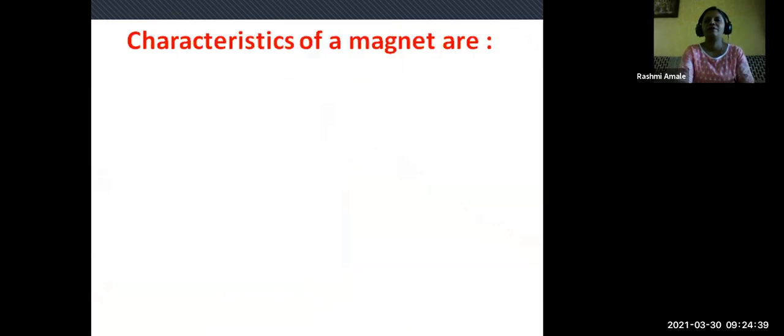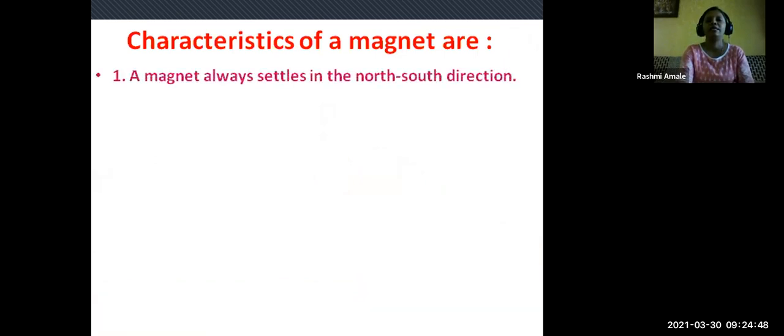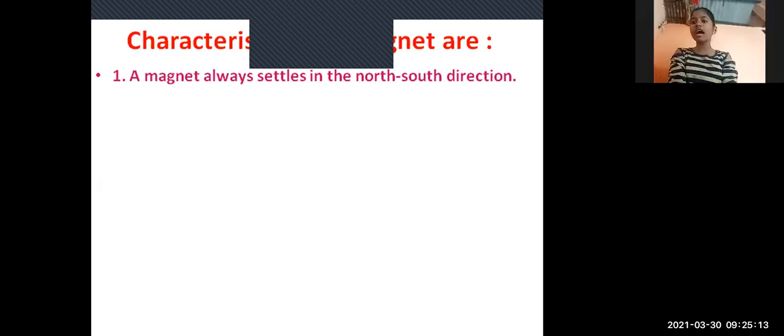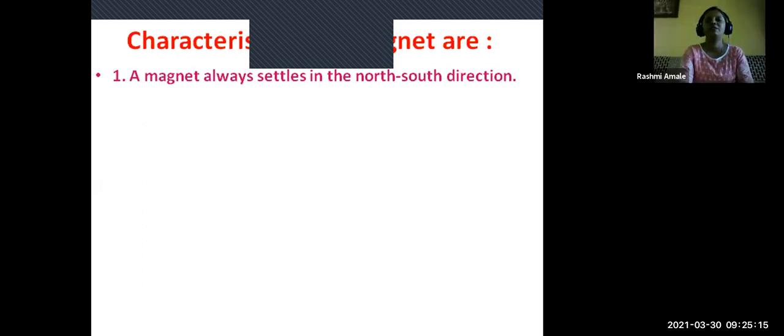So let us now again revise one more time all the characteristics of a magnet. Come on now, you are going to say all the characteristics one by one. See the first one. Come on, tell me the first characteristic of a magnet. The first characteristic of a magnet is? A magnet always settles in north-south direction. Very good. So remember children now, a magnet always settles in the north-south direction.